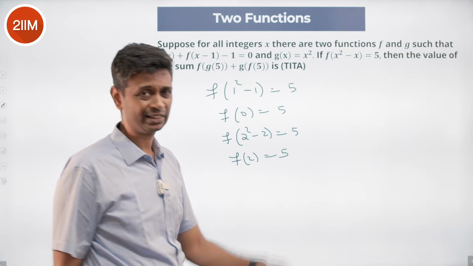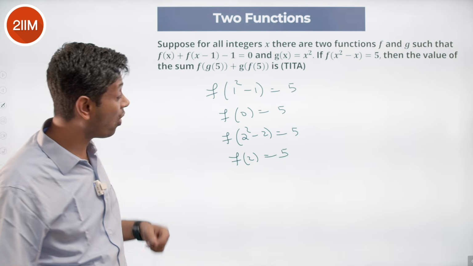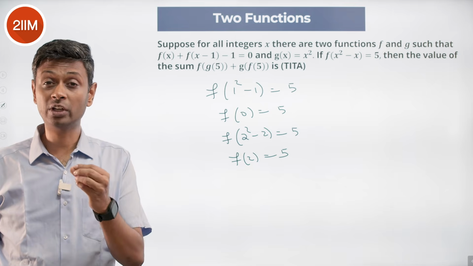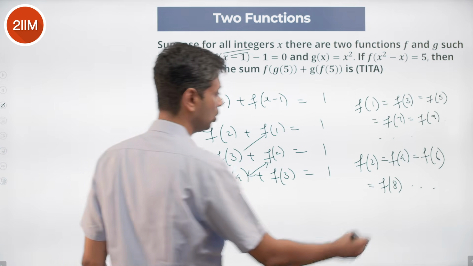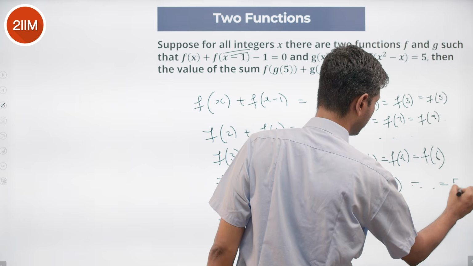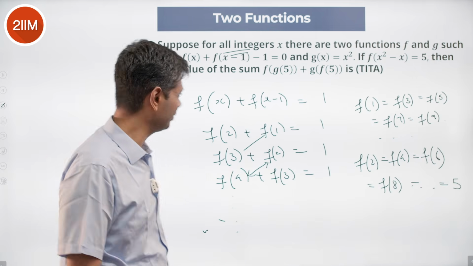3 square minus 3 is f of 6, that is 5, or all even numbers. F of all even numbers is 5. So one part of the equation, we have got all of these fellows equal to 5. Nice. Now let's say this.